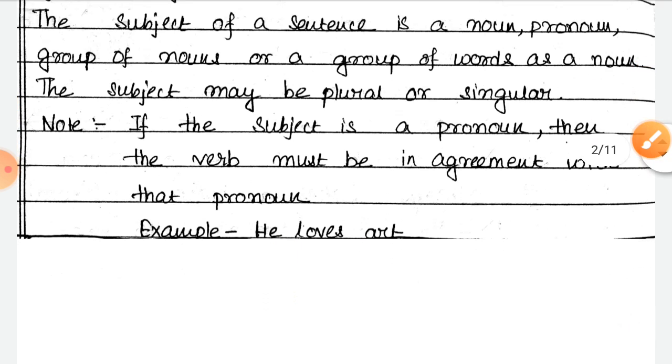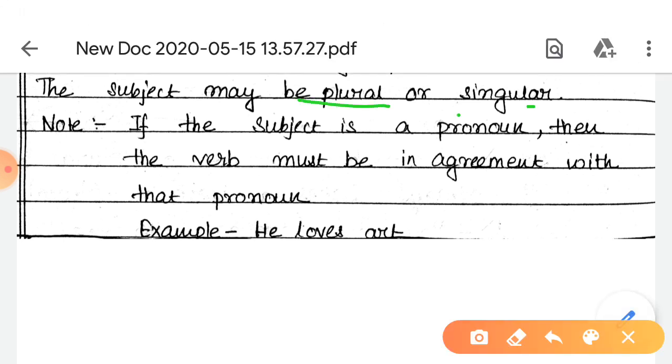Here it is told that if the subject is a pronoun, like he is a pronoun, then the verb must be in agreement with that pronoun. The verb will have to agree with what? With the pronoun. What is the pronoun here? He. How will it agree? Which type of singular and plural things will be there? This is what the topic is about. The topic is about the relationship, the agreement between the subject and the verb. And here we have already seen that subject can be plural or singular. Now we will come to the verb.